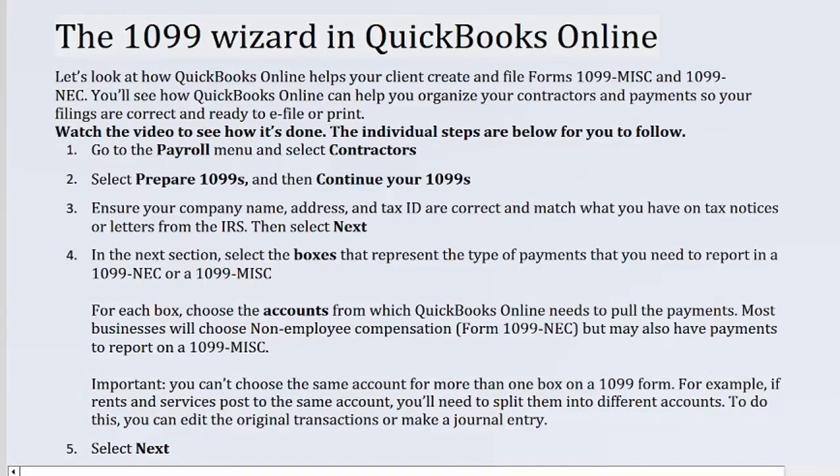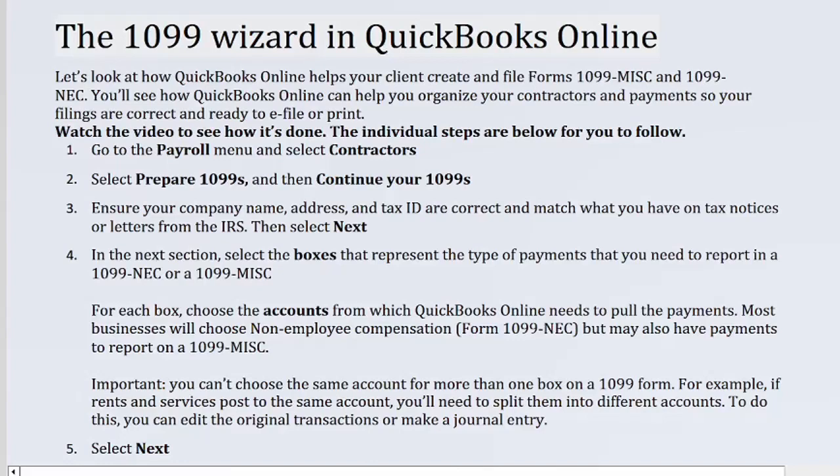Ensure your company name, address, and tax ID are correct and match what you have on tax notices or letters from the IRS. Then select Next. In the next section, select the boxes that represent the type of payments that you need to report in a 1099 NEC or a 1099 MISC for each box. Choose the accounts from which QuickBooks Online needs to pull the payments. Most businesses will choose non-employee compensation, Form 1099 NEC, but may also have payments to report on a 1099 MISC.